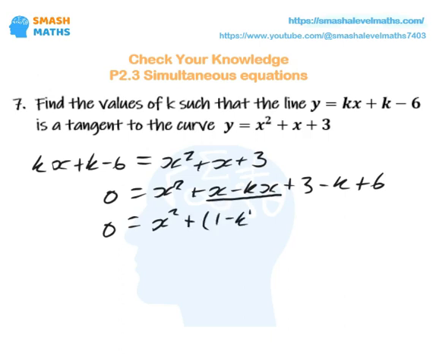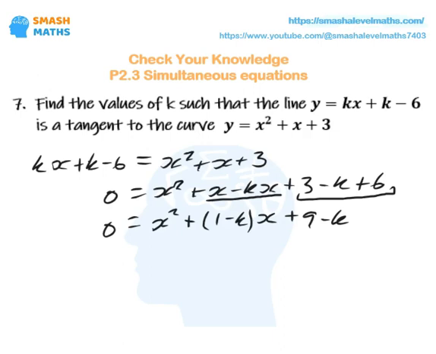I'm going to write that as 1 minus k lots of x, so just check you're happy with how I've taken x outside the bracket there. And then this bit here is the constant term. I know that k is in there, but it's just a number, so we've got 9 minus k. So what we've got now is our quadratic, and we need to determine values of k such that the line is a tangent to the curve.